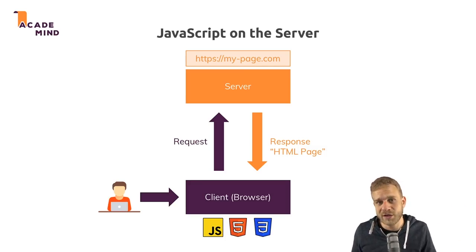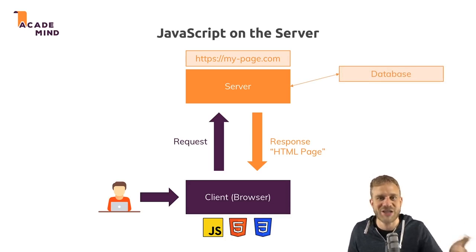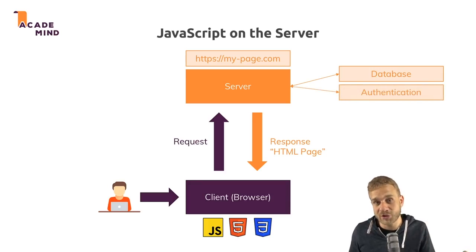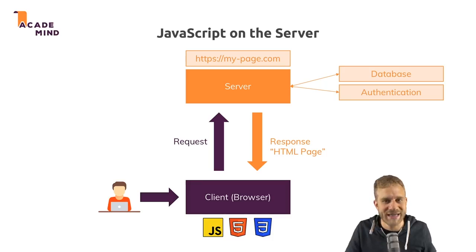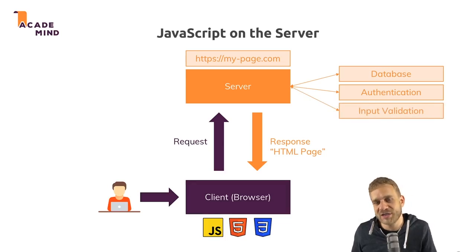Now, on the server, we typically do tasks that we can't or don't want to do from inside the browser for performance or security reasons. We connect to databases, for example, to fetch and store data. We do user authentication, which we obviously can only do on a place the user can't access to make it more secure and avoid it being hacked. We do input validation to see if a user entered the correct email address.